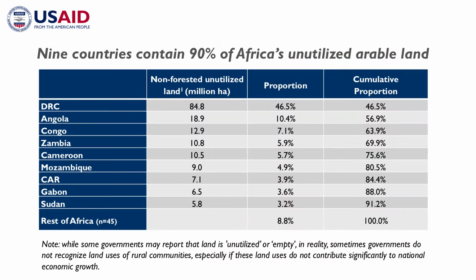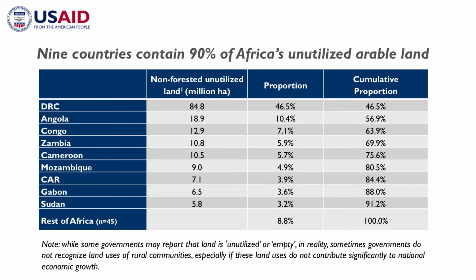So take a look at this table here that shows in the first column the millions of hectares that are considered to be still available for conversion into farmland. It's not including forest land. And then the proportions of land in the entire continent. So you can see that DRC Congo, one country all by itself, accounts for almost half of all of the unutilized land remaining in the region.